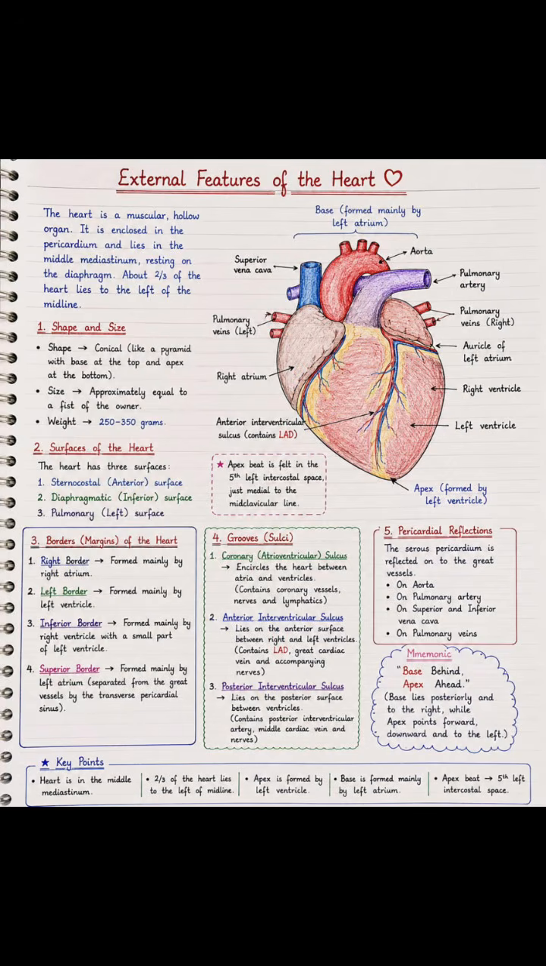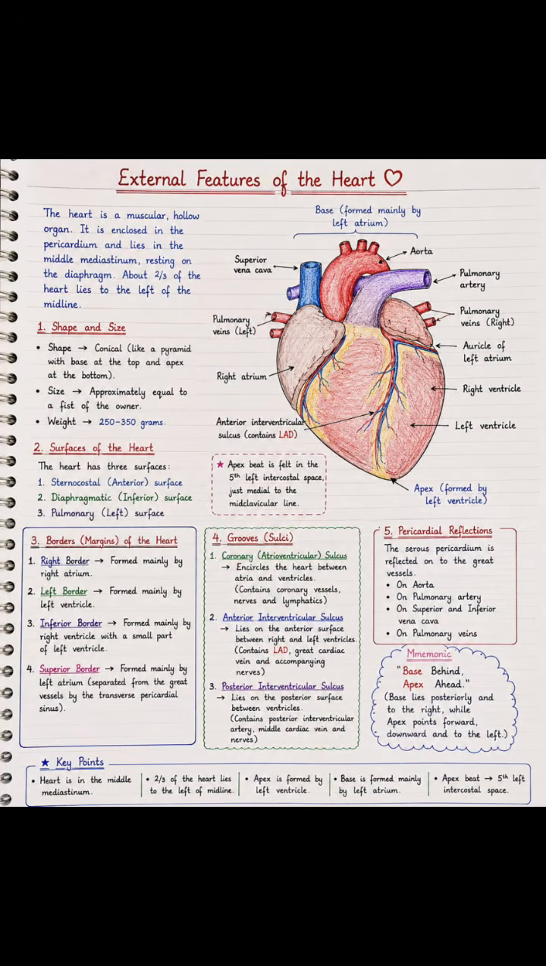Now let's discuss the borders, or margins of the heart. The right border is formed mainly by the right atrium. The left border is formed mainly by the left ventricle. The inferior border is formed mainly by the right ventricle, with a small part of the left ventricle, and the superior border is formed mainly by the left atrium. The great vessels are separated from the left atrium by the transverse pericardial sinus.